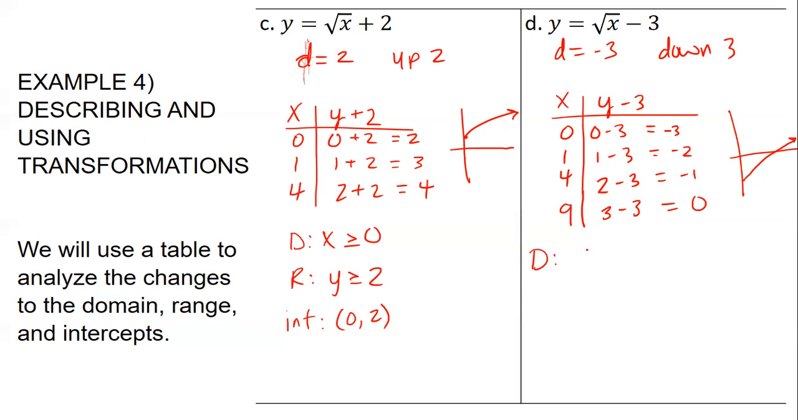Did my domain change? Nope. Did my range change? My range did. What is my range now? Perfect. Y is greater than or equal to -3. And now what do I have as intercepts? What's my x-intercept? Remember, x is when y is 0. So looking at my table, when is y 0? 9. And then my y-intercept is when x is 0. So we're at 0, comma, -3.